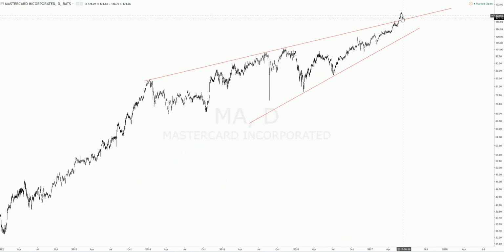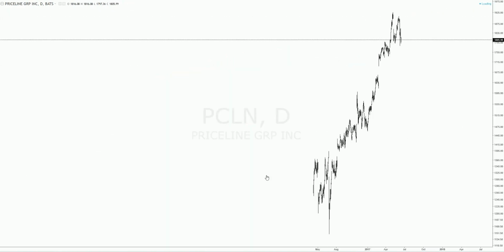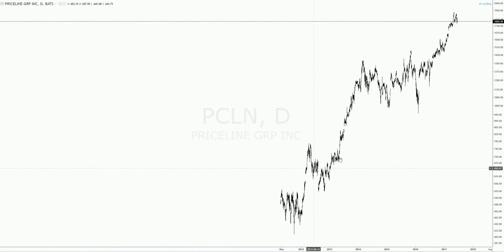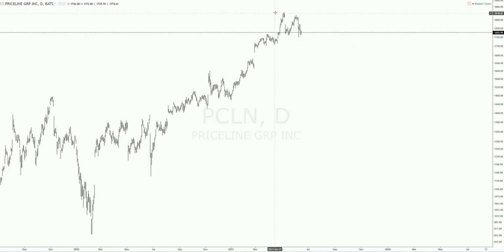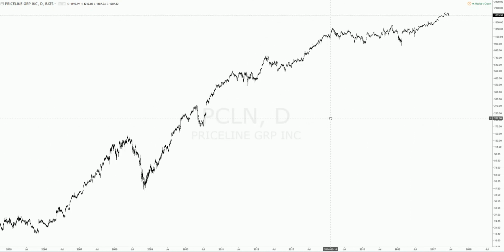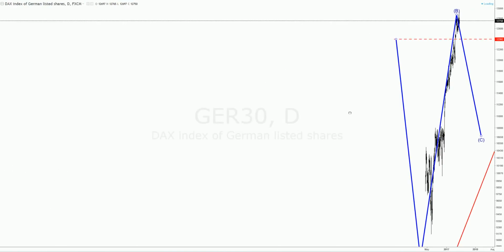MasterCard broke above the wedge. Let's see if it holds. Price line, big consolidation area in here, grinding higher. Nice little M pattern up here. Okay, let's see what that does.